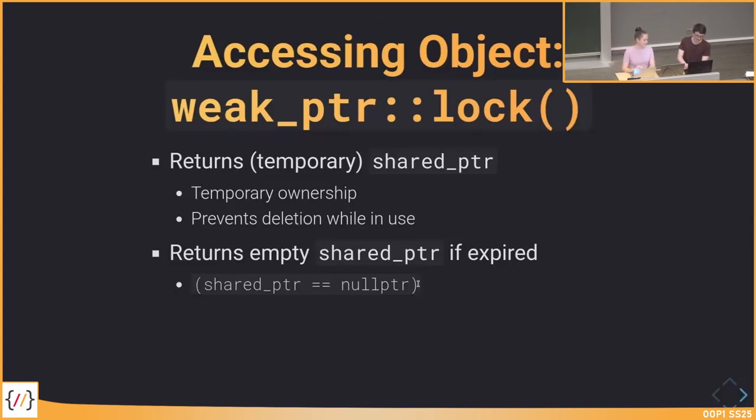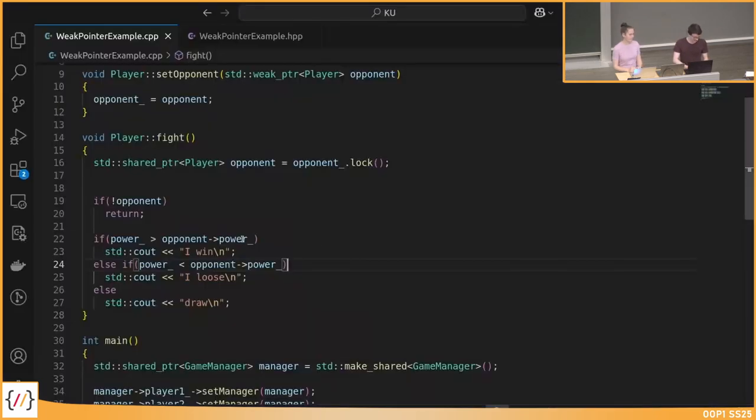Exactly. And another good thing about this lock function is that it also checks if the object that the weak pointer points to has expired, if it already has been deleted. If it has been deleted, it will return us a shared pointer that points to null. So we can very easily check if the object has already expired. If the object has expired, because the game manager, for example, was deleted somehow when we called the fight function, then we would return immediately and not use that pointer.